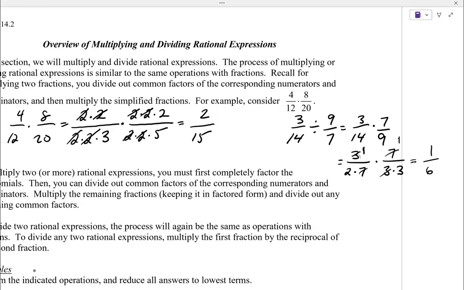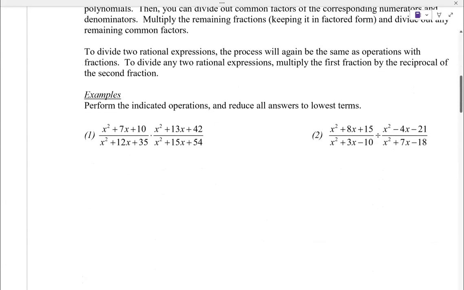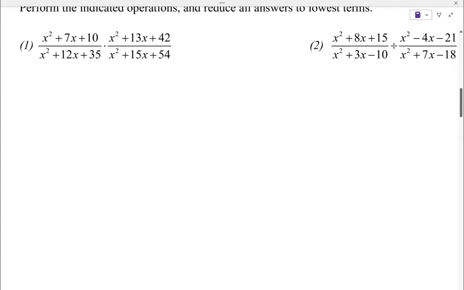All right, so let's see if we can apply this then to rational expressions. Let's look at this first one. We have this x squared plus 7x plus 10 over x squared plus 12x plus 35. And then that's times the other two, the x squared plus 13x plus 42 over the x squared plus 15x plus 54. So just like what we did on Friday, factor everything you can. That's step 1. Okay?